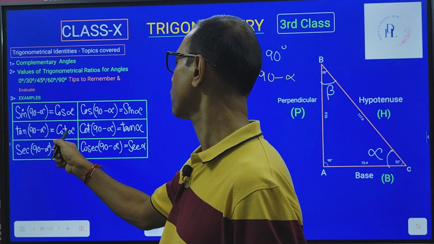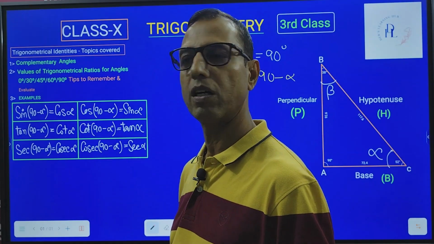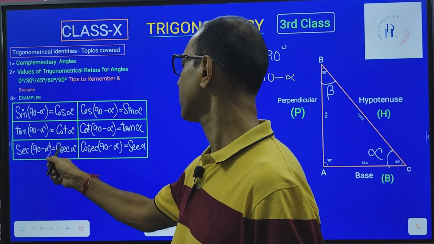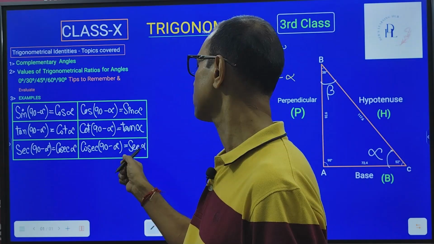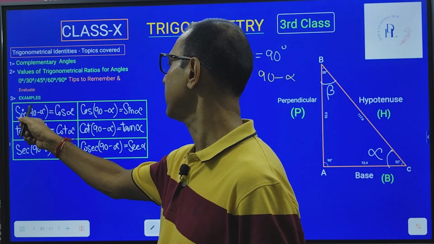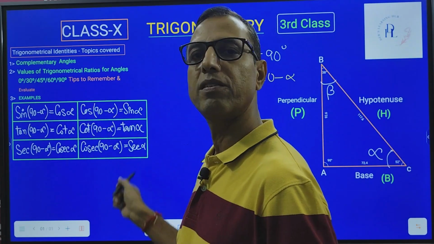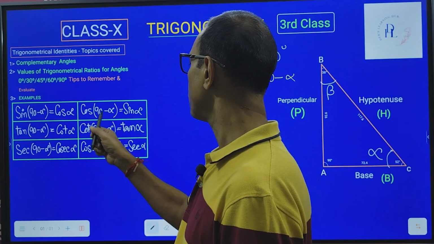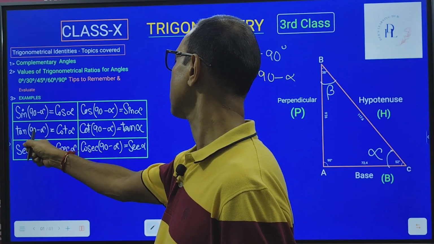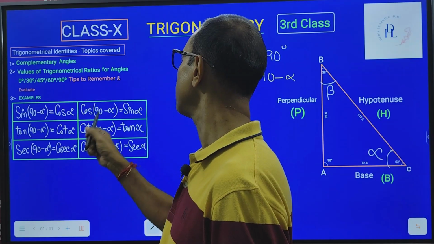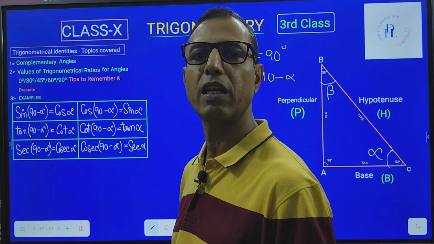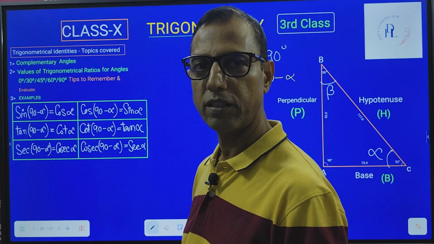Tan of 90 minus alpha equals cot alpha, cot of 90 minus alpha equals tan alpha. And similarly, sec of 90 minus alpha equals cosec alpha, and cosec of 90 minus alpha equals sec alpha. So you need to remember sine, tan, sec, and similarly you can reverse it. Now quickly I will prove this, tan of 90 minus alpha equals cot alpha, and similarly you can prove cot of 90 minus alpha equals tan alpha also.